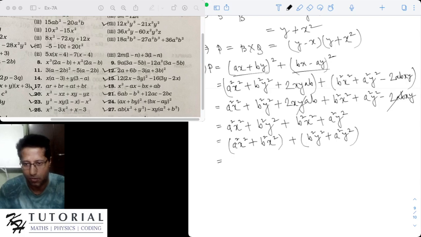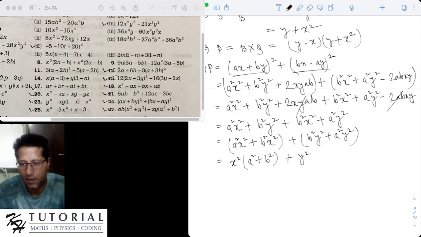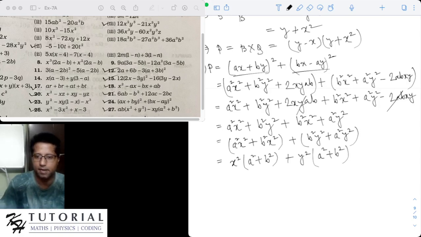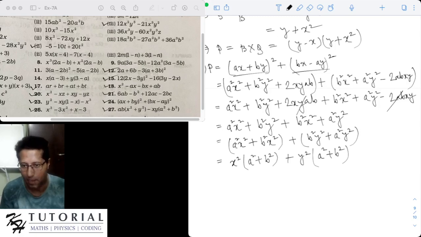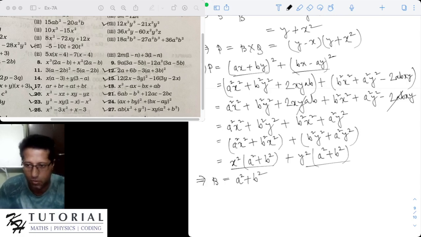From the first group you can factor out x square, and you get x square into a square plus b square. From the second group you can factor out y square, and you get y square into a square plus b square. Now we see a binomial a square plus b square as a common factor. So the common factor, which is a binomial, is a square plus b square, because both parts have a common factor of a square plus b square.